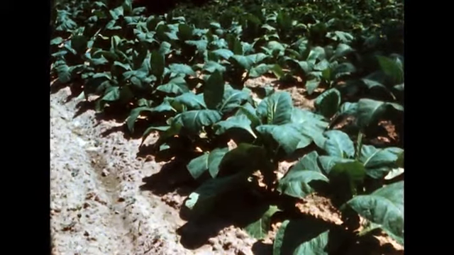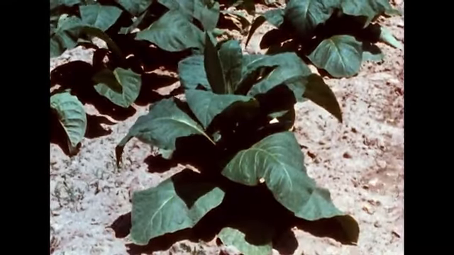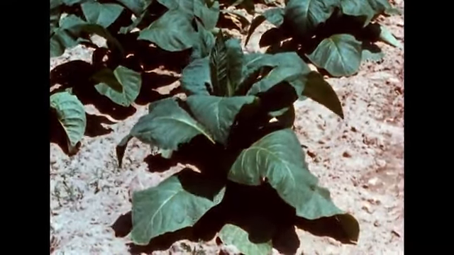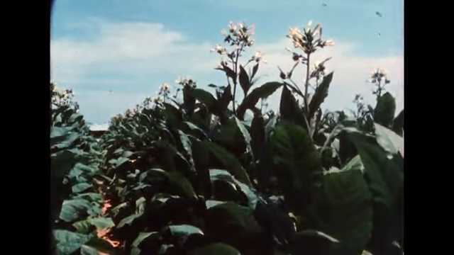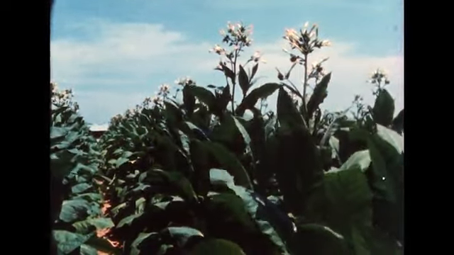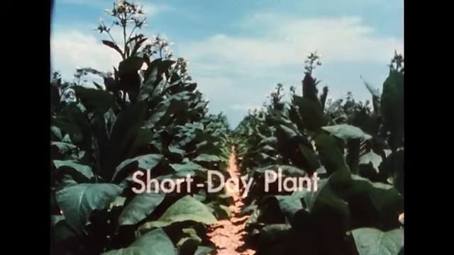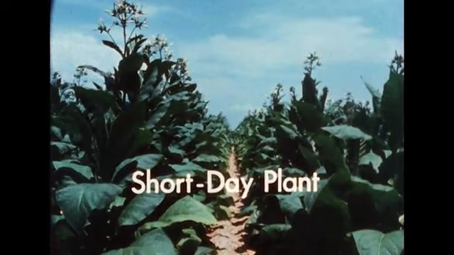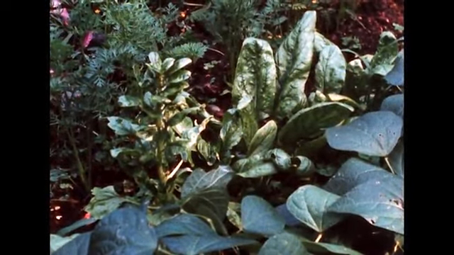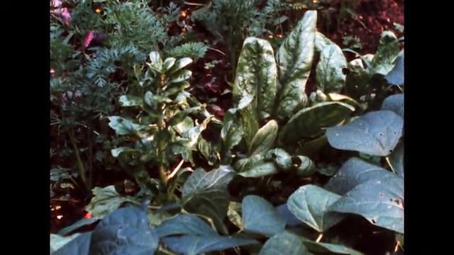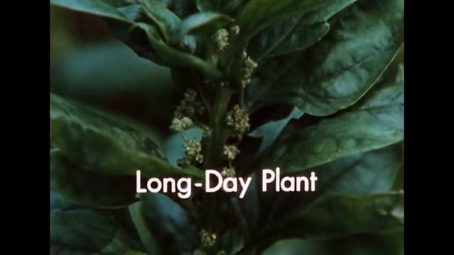An illustration of photoperiodism can be seen in these tobacco plants, which grow only vegetatively during the long days and short nights of spring. But the shorter days and longer nights of autumn induce the plant to flower. This type of plant is called a short day plant. Other plants, such as spinach, require long days and short nights before flowering. Such a plant is called a long day plant.